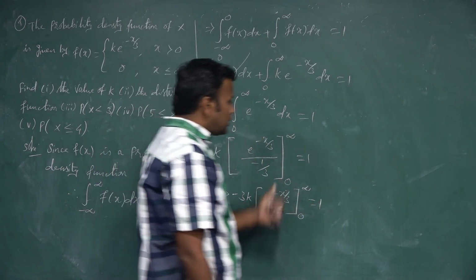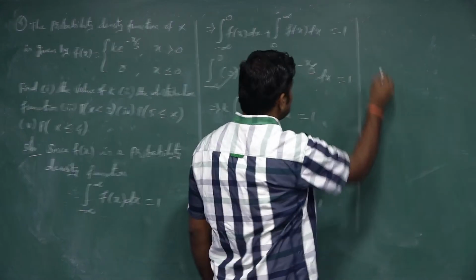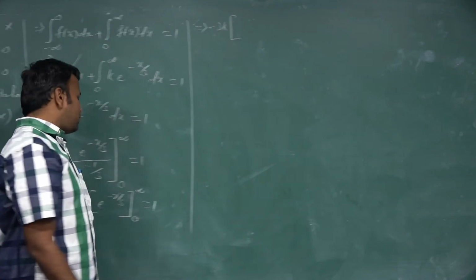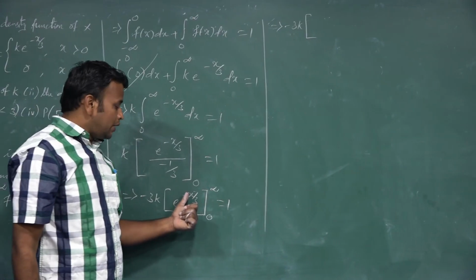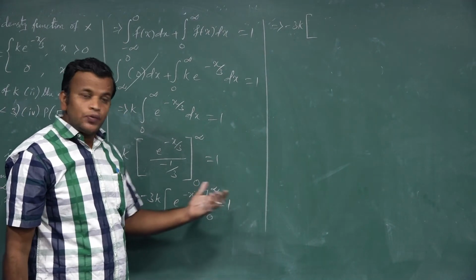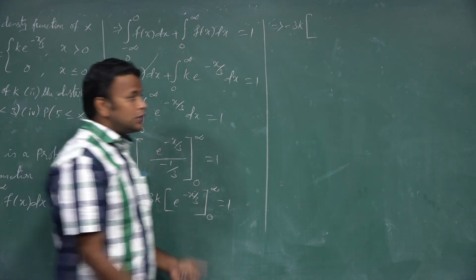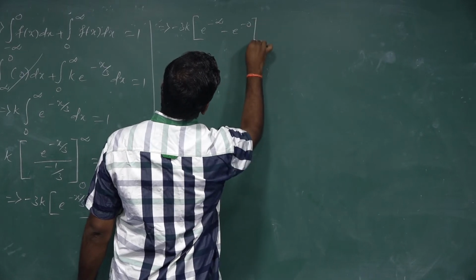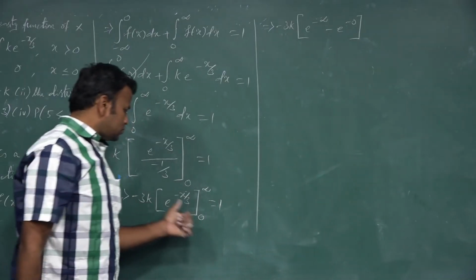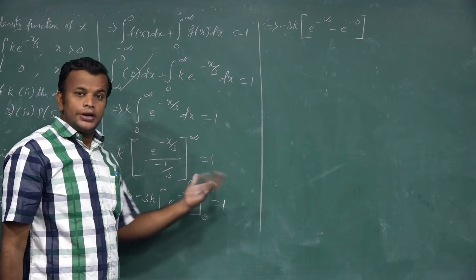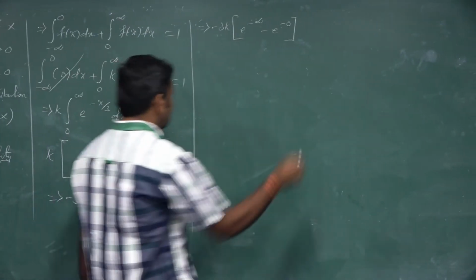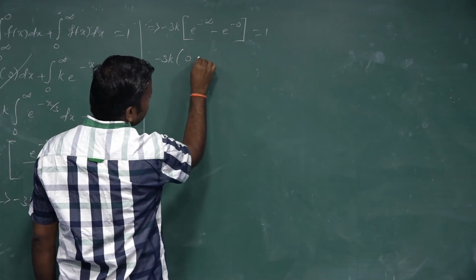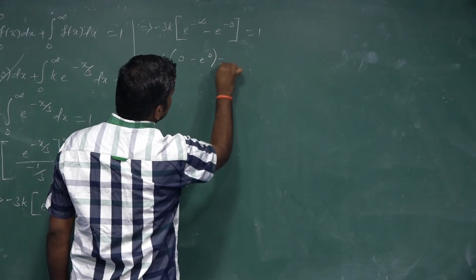Now we apply the limits. Outside is minus 3k. What is the upper limit? Infinity. Infinity by any number is always infinity. So e power minus infinity, minus the lower limit 0. So e power minus 0 by 3 is also minus 0, so minus 0 or plus 0. So minus 3k of 0 minus e power 0 is equal to 1.